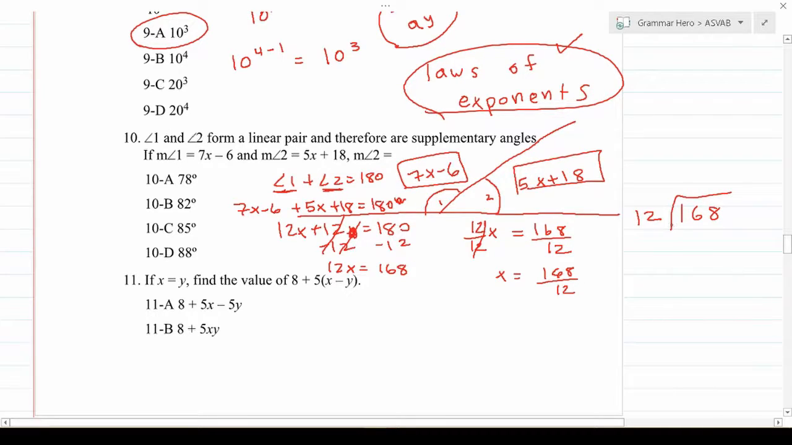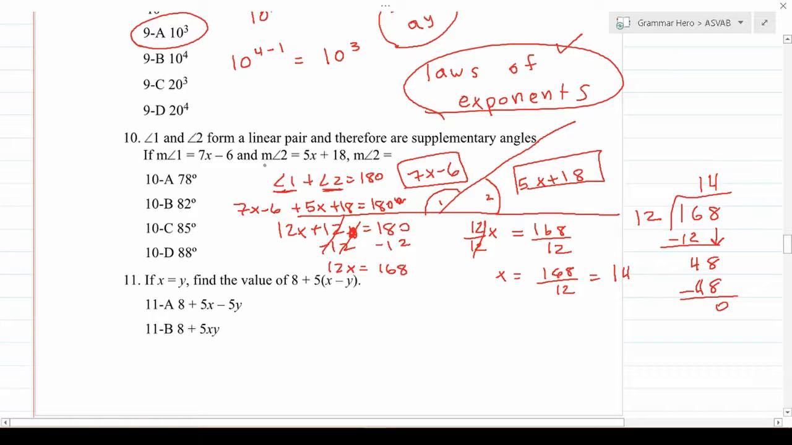12 goes into 1, it doesn't. 12 goes into 16 one time without going over. 12 times 1, of course, is 12. 16 minus 12 is going to be 4. Bring down the 8. 12 goes into 48 4 times. 4 times 12, of course, is 48. So in this case, we know x is going to be 14.